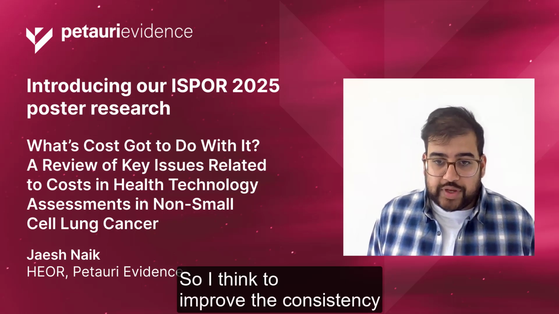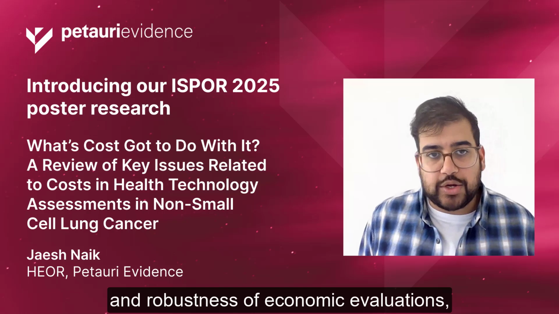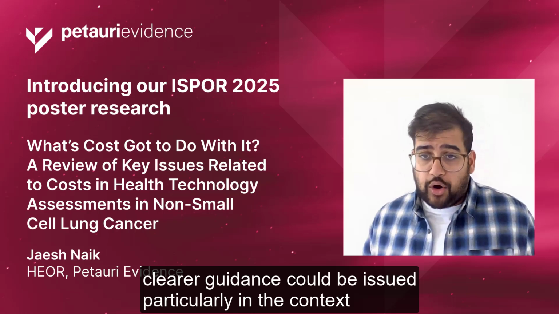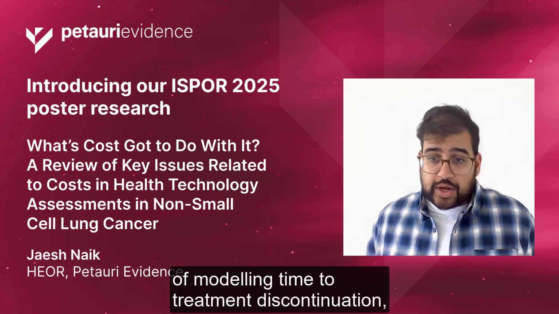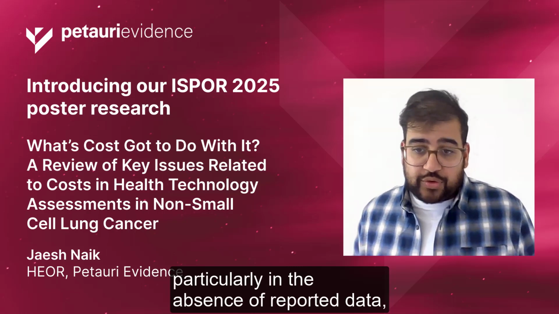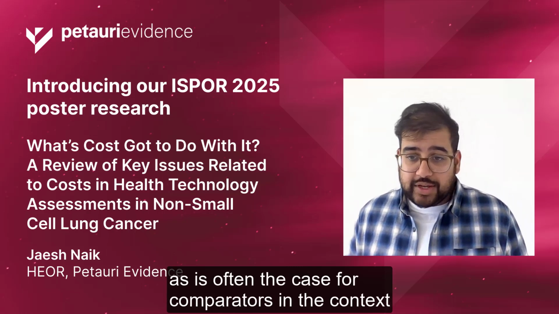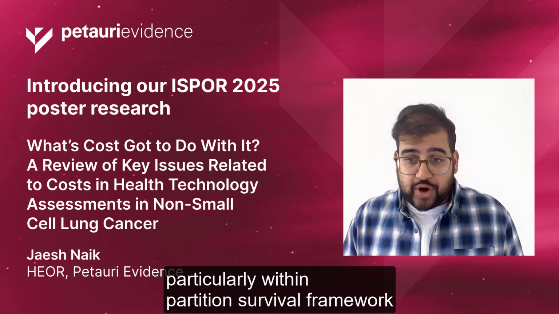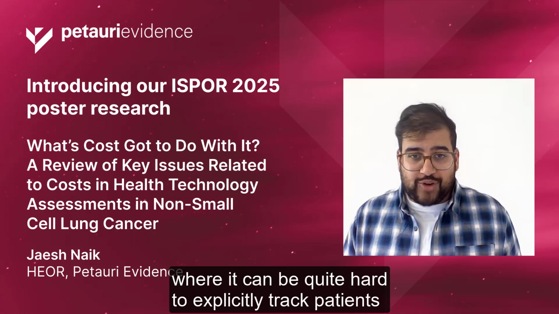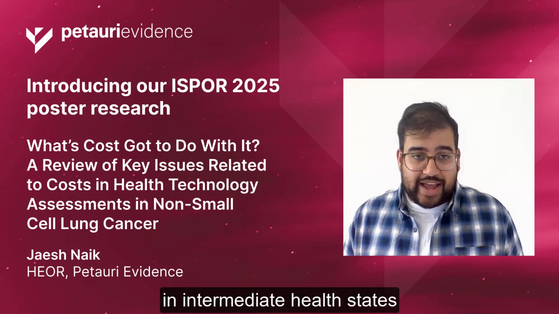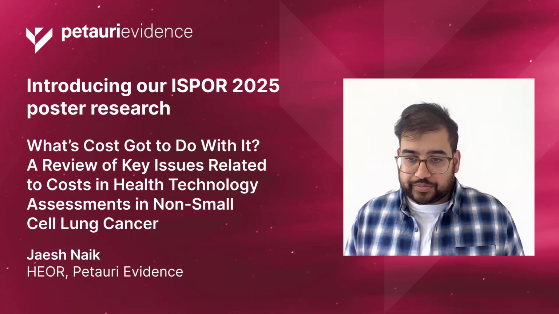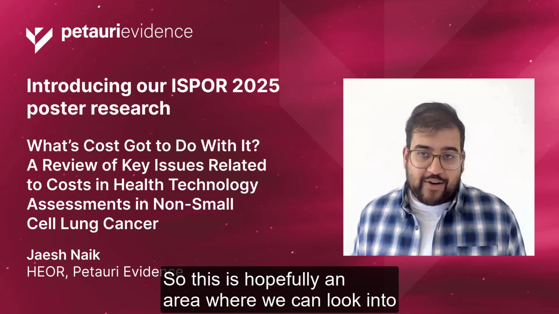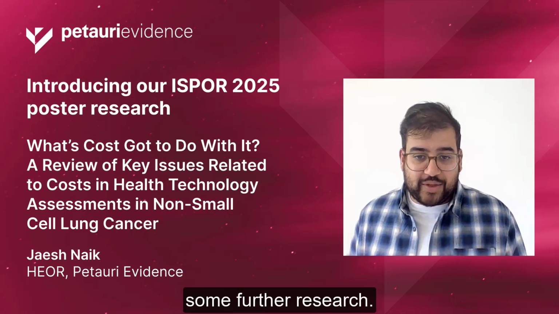So I think to improve the consistency and robustness of economic evaluations, clearer guidance could be issued, particularly in the context of modelling time to treatment discontinuation, particularly in the absence of reported data, as is often the case for comparators, in the context of subsequent treatments, particularly within a partitioned survival model framework, where it can be quite hard to explicitly track patients in intermediate health states to apply subsequent treatment costs, and then also in the context of RDI and wastage. So this is hopefully an area where we can look into some further research.